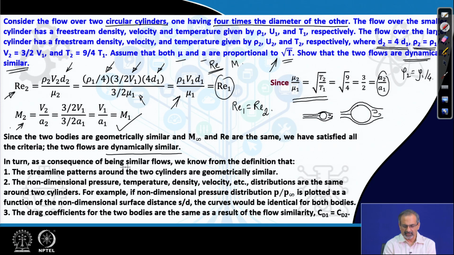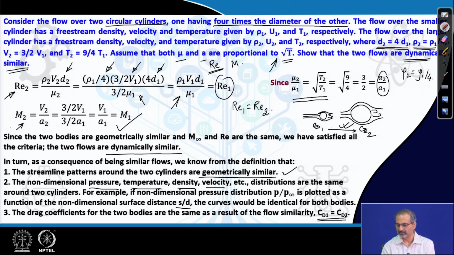So, the consequence of the dynamic similarity is that the streamline patterns are going to be geometrically similar, which we tried demonstrating here. The non-dimensional pressure, temperature, density, velocity, etc., these distributions are the same around the two cylinders. That means, if you plot pressure, for example, as a function of non-dimensional surface distance S by d, the curves would be identical for both the bodies. Similarly, the drag coefficients for the two bodies are going to be identical. That means, CD1 is going to be equal to CD2.